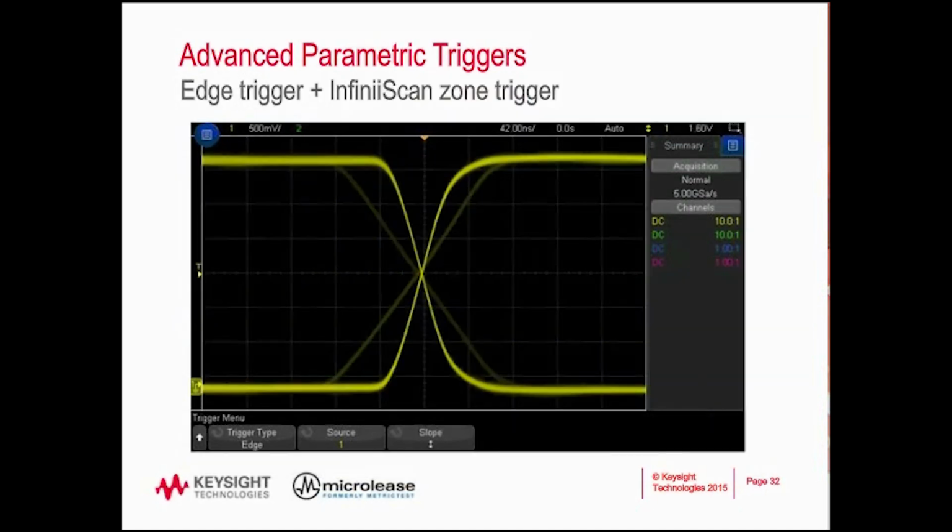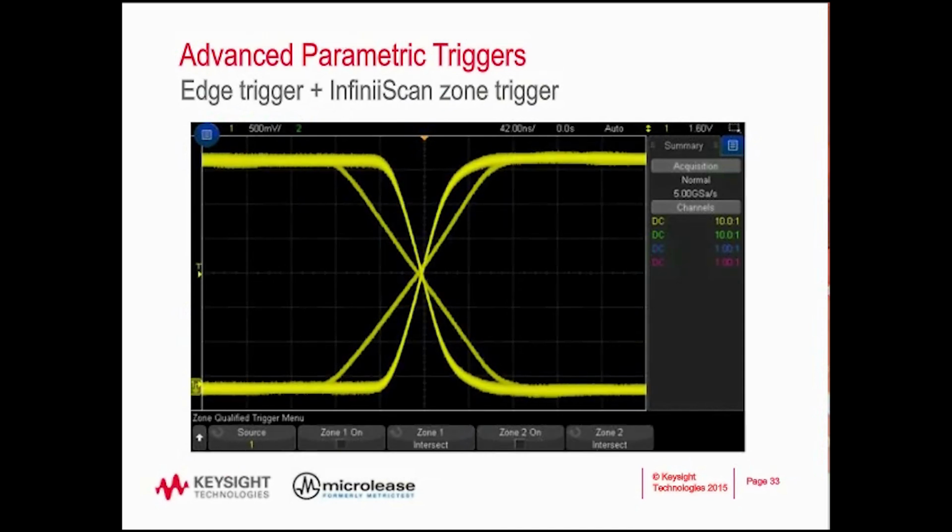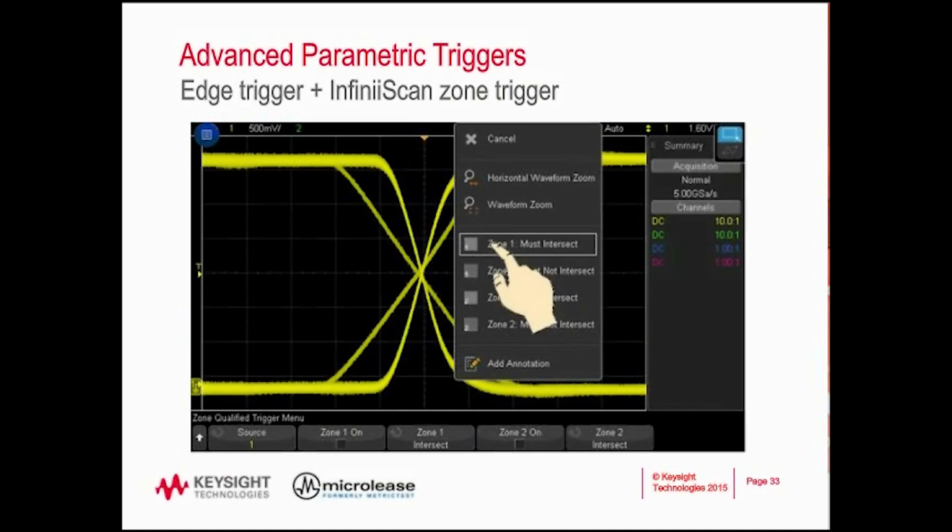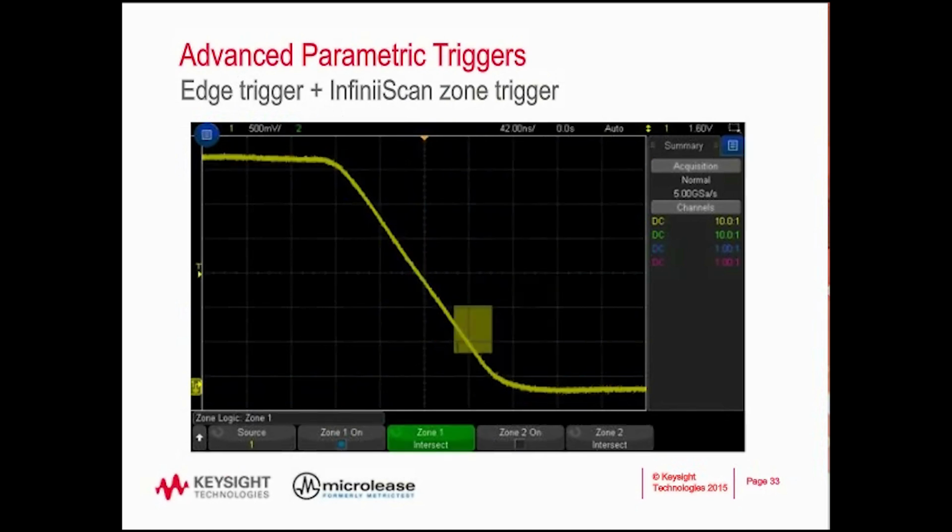So how can we do this with our visual triggering system, InfiniScan Zone Trigger? Okay, no problem. We can see the signals there on screen. All we need to do is draw our zone and give the scope the proper logic. So in this case, I'm going to go ahead and draw a zone on the falling edge such that the zone does not touch the good falling edge until it intersects, and you can see it's locked in there, no problem.